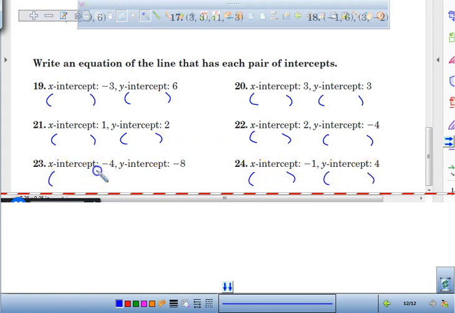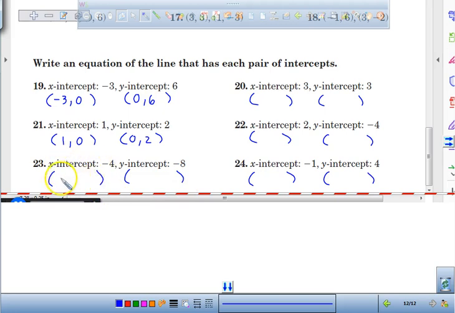So everybody, please open and close parentheses right now, just like I did. Go ahead and do that real quick. If it says we have an x-intercept at -3, that means it's at -3, 0. If it says y-intercept is at 6, that means we're at a 0 and a 6. If it says we have an x-intercept at 1, it's a 1 and a 0. Y-intercept at 2, it's a 0 and a 2. You have to be really good at knowing how to write x-intercepts and y-intercepts.